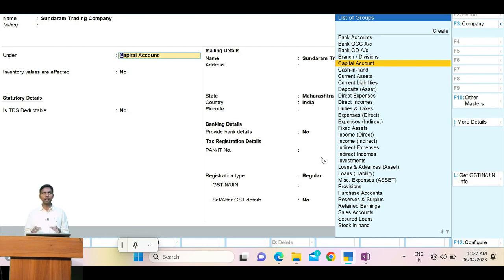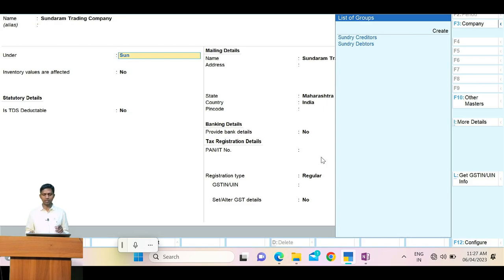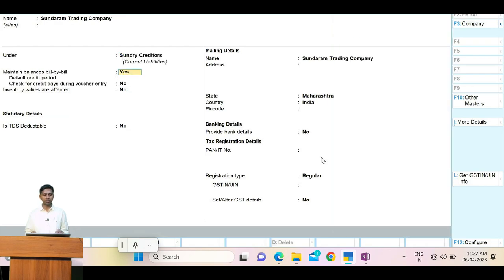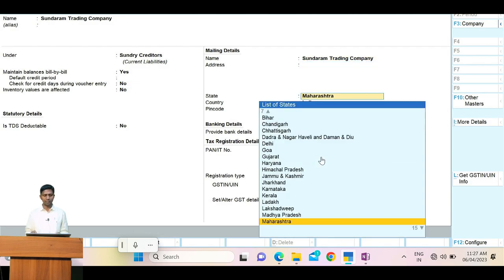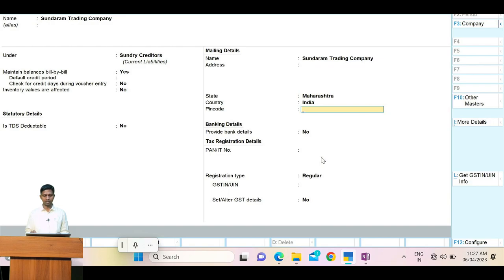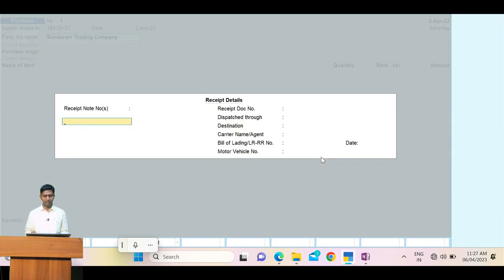And then, if you purchase, that party we open or create in sundry creditors. If you sell, then that party we create in sundry debtors. Now this is a part of sundry creditors, because we have purchased the goods. Purchase kiya hai to creditors, sell to debtors. You know this, no need to explain. Last year you asked, and you are commerce students, you will definitely understand whether to select creditors or debtors. Enter, no need to provide other details, just enter, accept, and then receipt number.